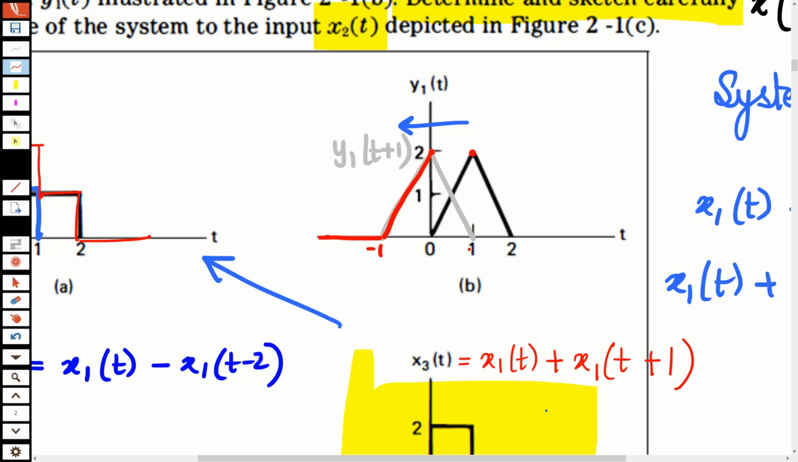So extremities are done, right? And what do you notice? What do you think should happen in between? These are two straight lines, so when you add, it is basically always going to result in the value 2. That means it's a straight line. What happens between 1 and 2? Again, only this signal is there and everything is 0 afterwards. Okay. So this signal in red, this is actually y3(t), which is nothing but y1(t) plus y1(t+1).